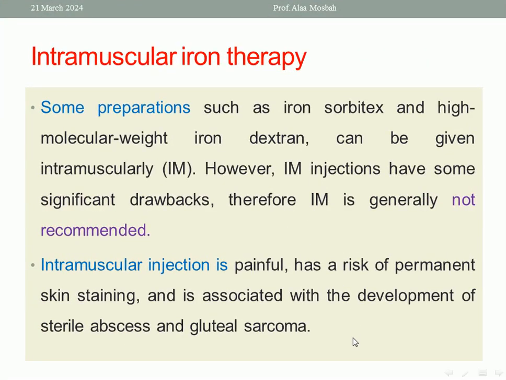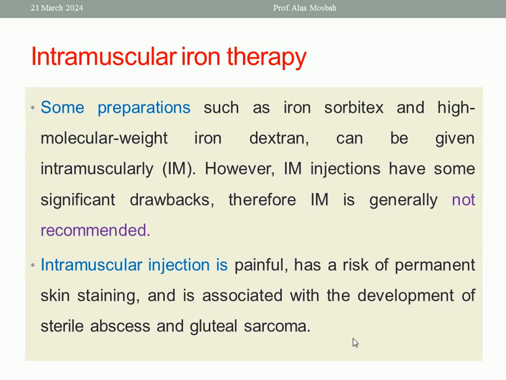What about intramuscular iron? Some preparations such as iron sorbitex, high molecular weight iron dextran or low molecular weight iron dextran can be given intramuscular. However, intramuscular injection have some significant drawbacks. Therefore, intramuscular is generally not recommended.